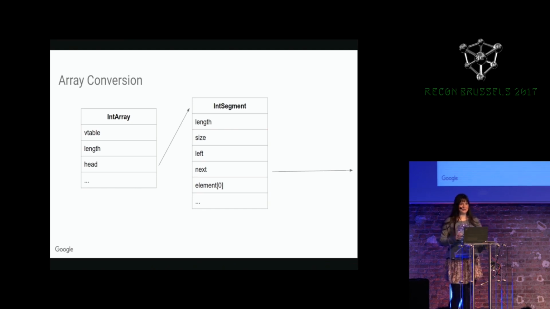Basically, your dense array is just a very, very small sparse array, and then if it becomes sparse, they can just add more segments. So if you change the type, let's say you added a float to this, it changes its type, it swaps out the V table, and then it goes down this chain, and for every segment, it will allocate it so it's now twice the size, put in the things as floats, and then move on.